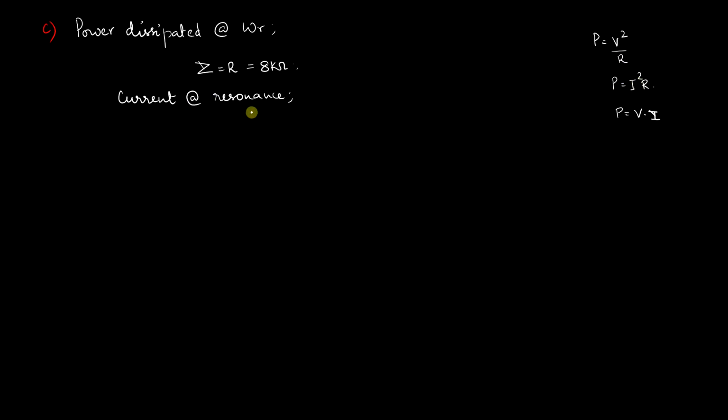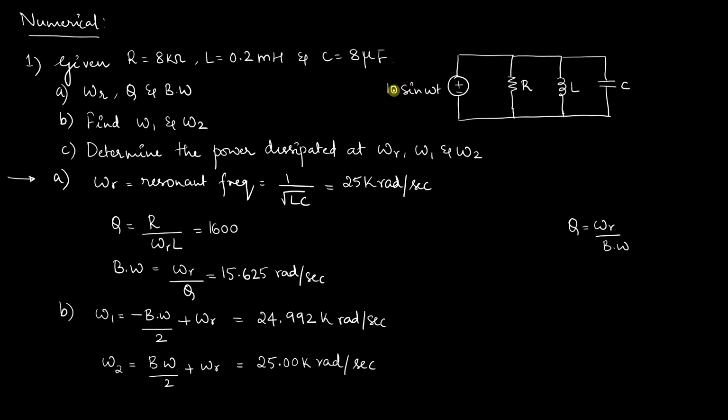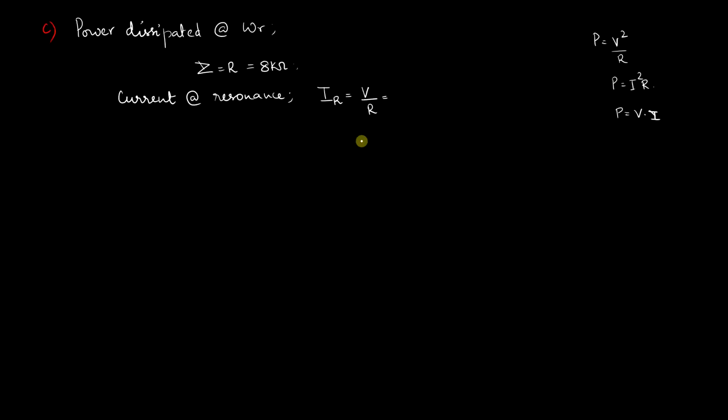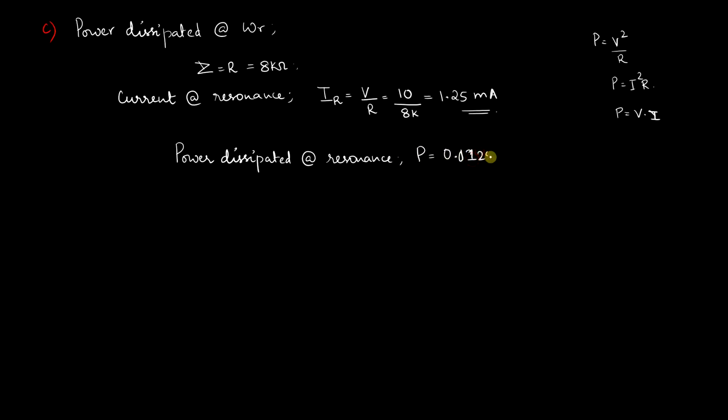So if I am doing it in this way, the current at resonance, then I will consider the current I to be equal to IR, that is equal to V by R. And in this case, what is the voltage? I have to consider only the magnitude. It is 10. So it is 10 divided by 8K. Power dissipated at resonance, P is equal to 0.01125 watts.